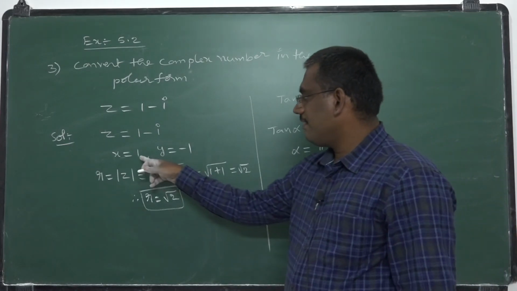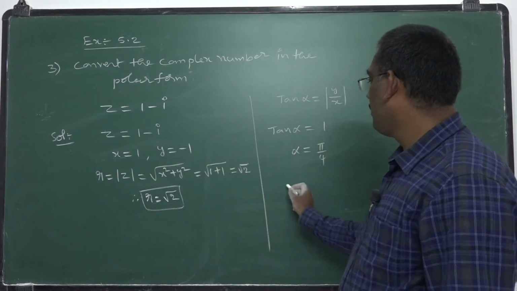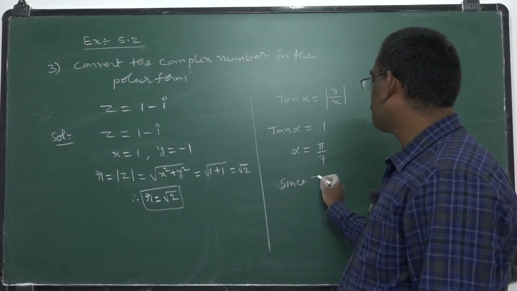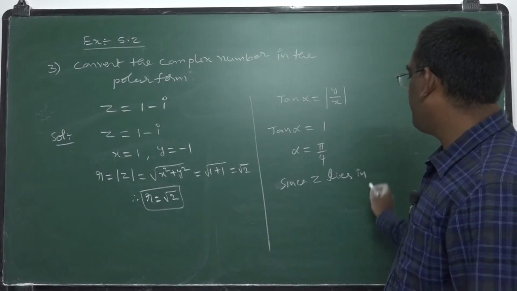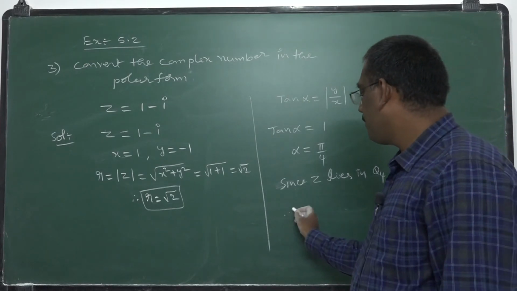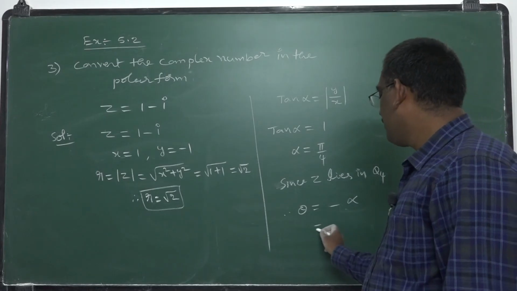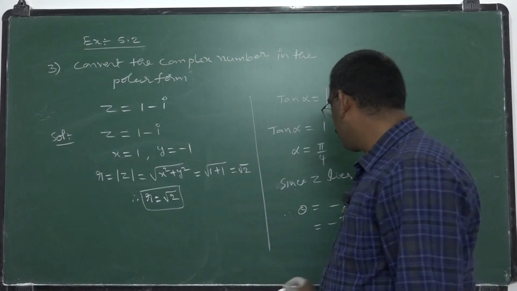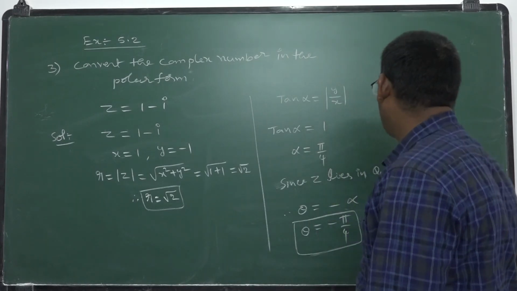Since x is positive and y is negative, z lies in the fourth quadrant, therefore the principal argument will be equal to minus alpha. So this will be equal to minus pi by 4. So r equal to root 2 and theta equal to minus pi by 4.